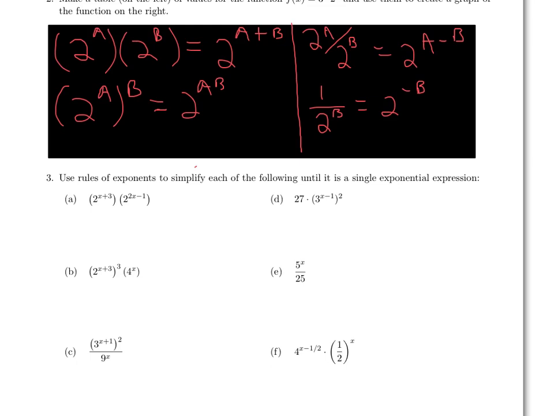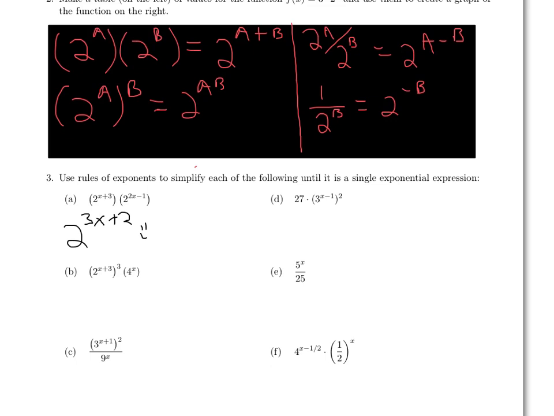So for example, in the first problem, we're multiplying two powers of 2, and so obviously that's an example of our first rule, which means we still have a power of 2 and we add the exponents. The x plus 3 is the exponent of the first one, and 2x minus 1 is the exponent of the second one, and if I add those two things together, I get 3x plus 2 as the sum of the exponents. And so that's the answer to that question. There's nothing else to it.